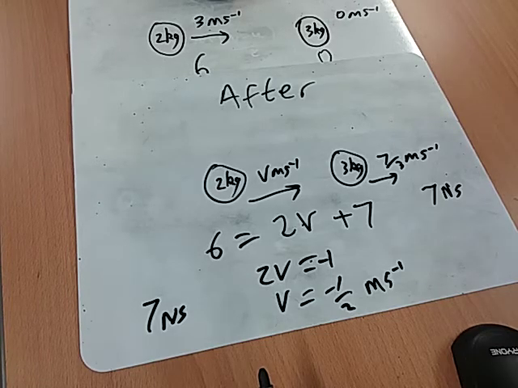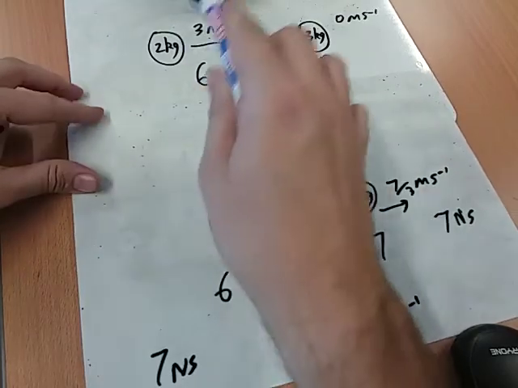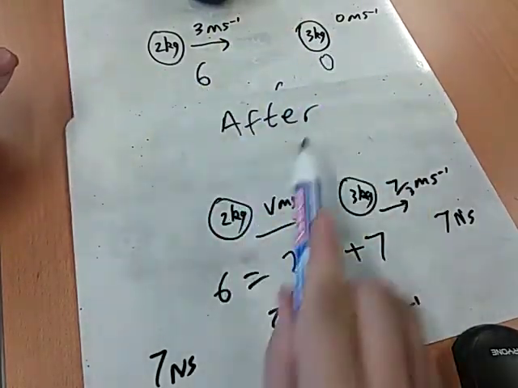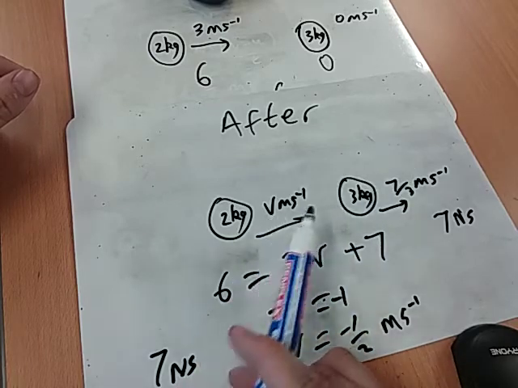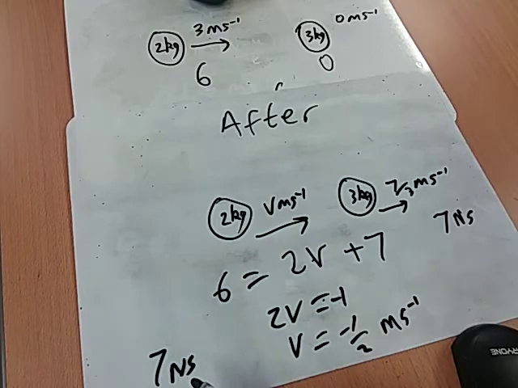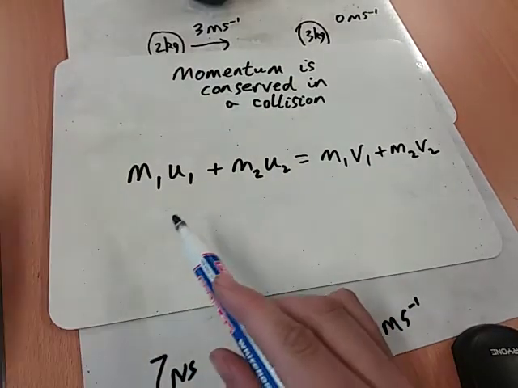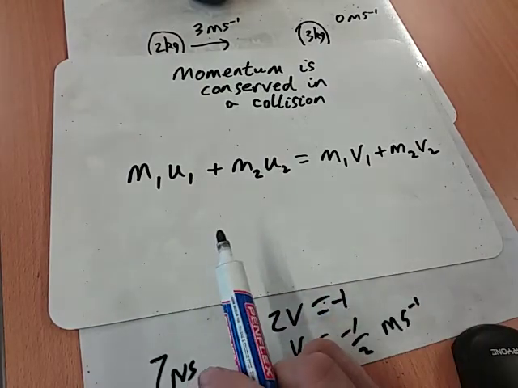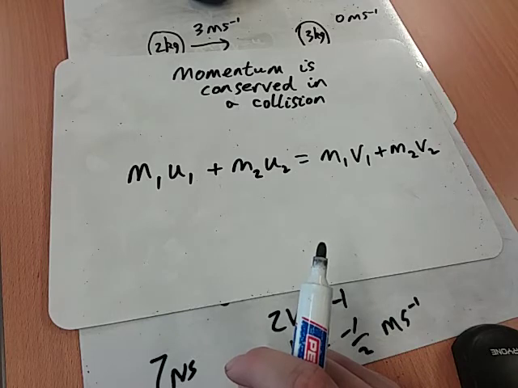This is pretty much it. The way that I lay out these questions is I will draw out a diagram exactly like this with a before and after. I will label on everything I know, and then I'll look to see if there's any letters that I don't know. In this one there was just a V. Sometimes you might have simultaneous equations to solve. The key formula is always just this one: momentum before equals momentum afterwards in a collision. Again, there are some caveats on that, but we're not going to worry about it for now.